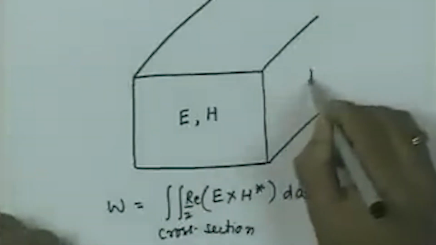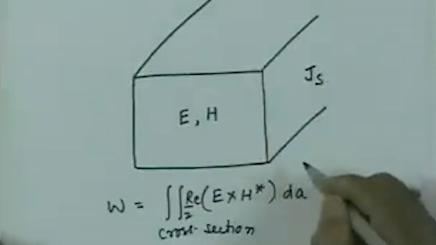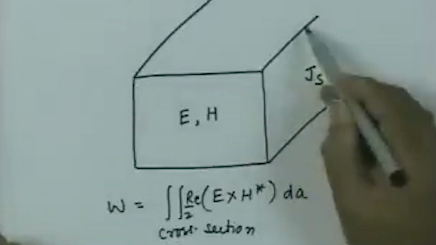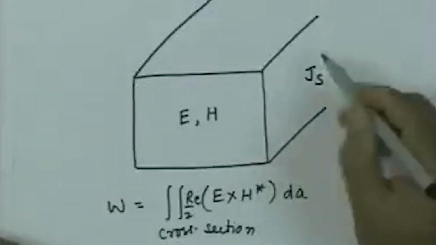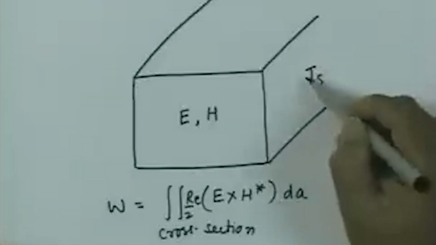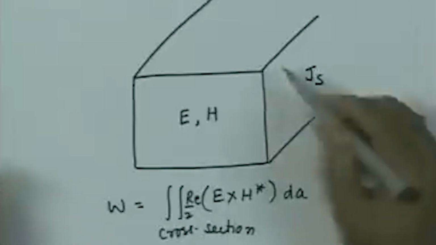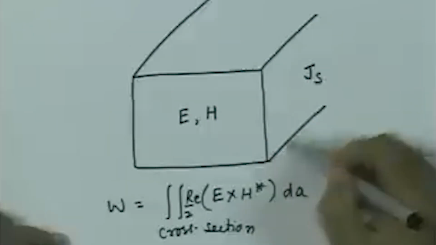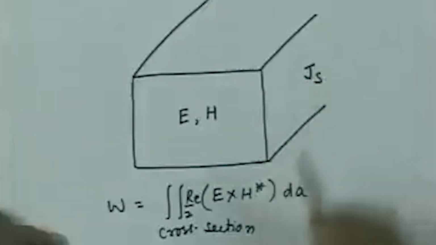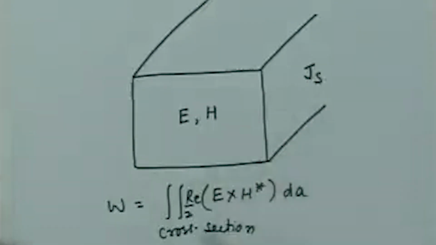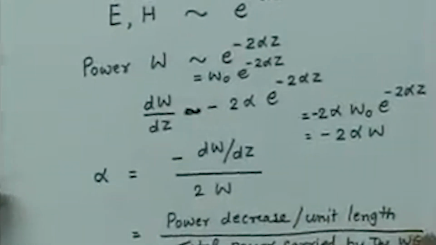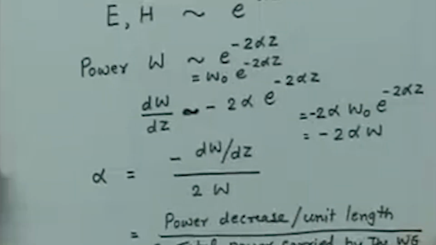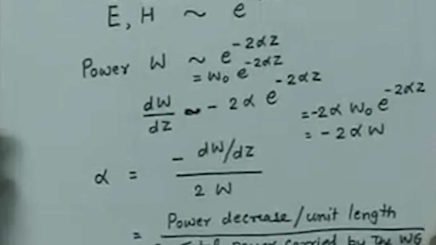Once I know the surface current Js on these walls, then I have seen that the power loss per unit area is given by half surface resistance multiplied by mod of J square. So, knowing the surface current, I can calculate the loss per unit area, and since I know the height, I can calculate the loss per unit length of the waveguide. Once I know these two quantities, then using this relation, I can calculate the attenuation constant of this waveguide due to finite conductivity of the walls.